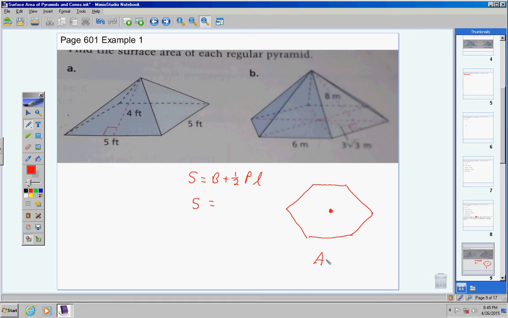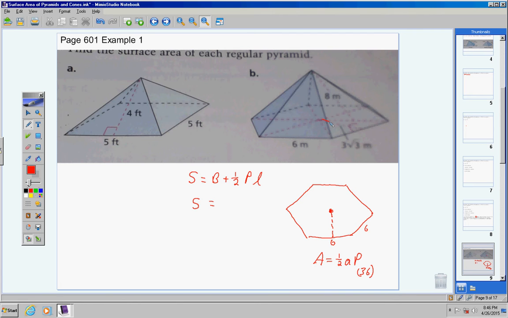Well, it's going to be 1/2 times the apothem times the perimeter, okay? So we know what the perimeter is. All of these sides are 6, so the perimeter is going to be 36. That's pretty easy, all right? But the apothem right here, we have to find it. Well, they gave it to us.